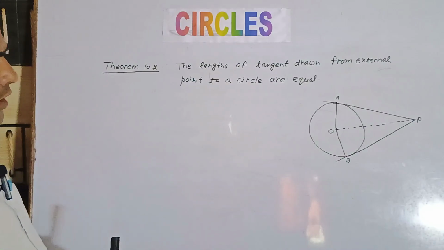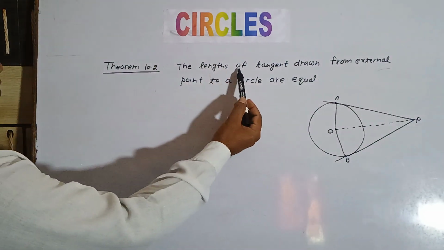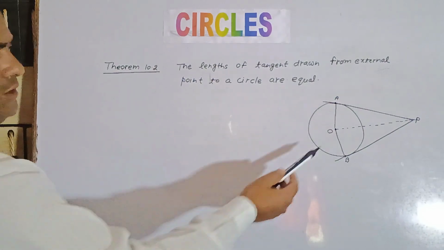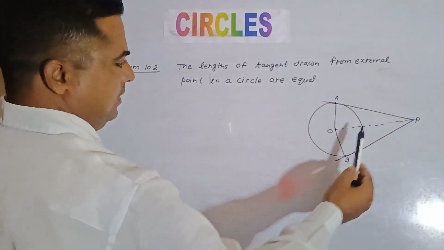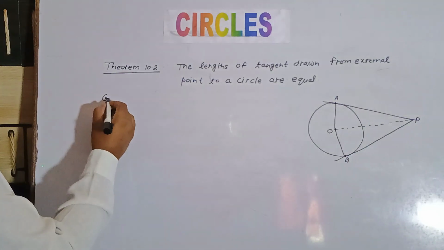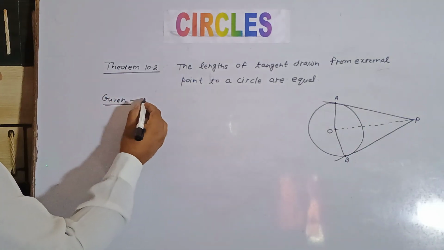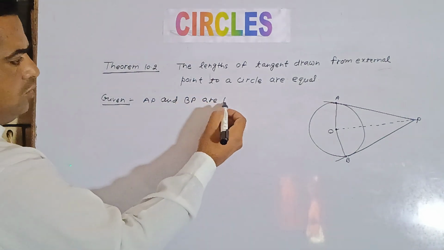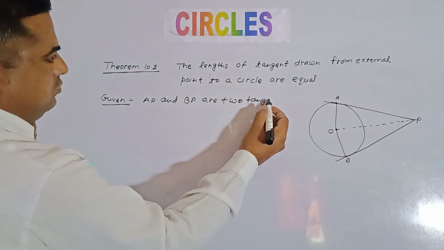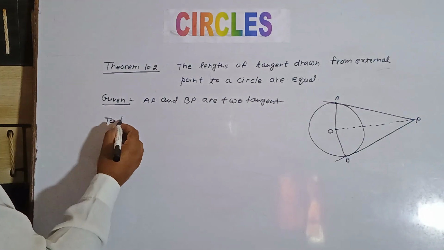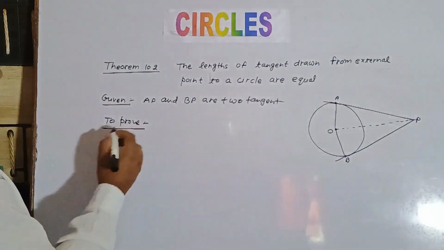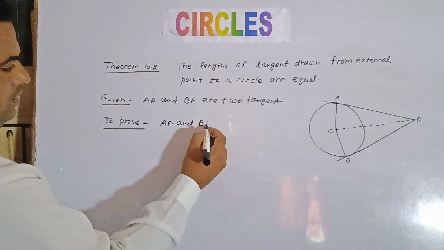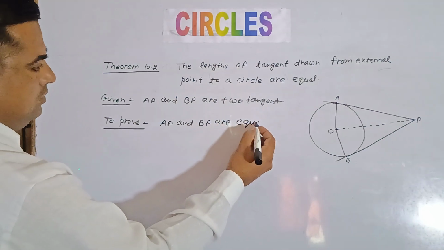Students, theorem number 10.2 in NCERT: the lengths of tangents from an external point to a circle are equal. Students, we have a circle and there are two tangents AP and BP. We will write here, given: AP and BP are two tangents. Students, what do we have to show? We will write here, to prove: AP and BP are equal.